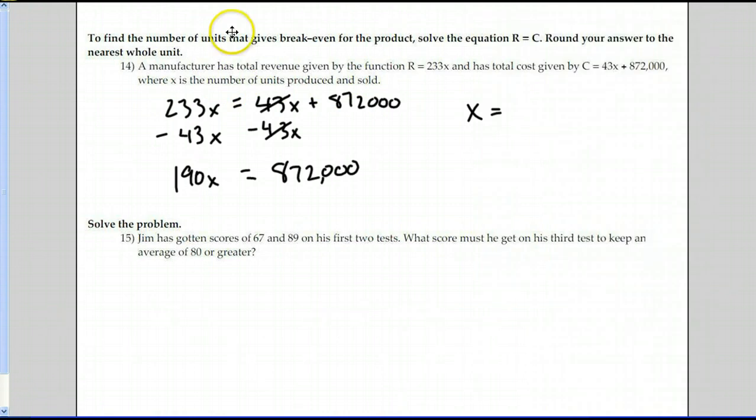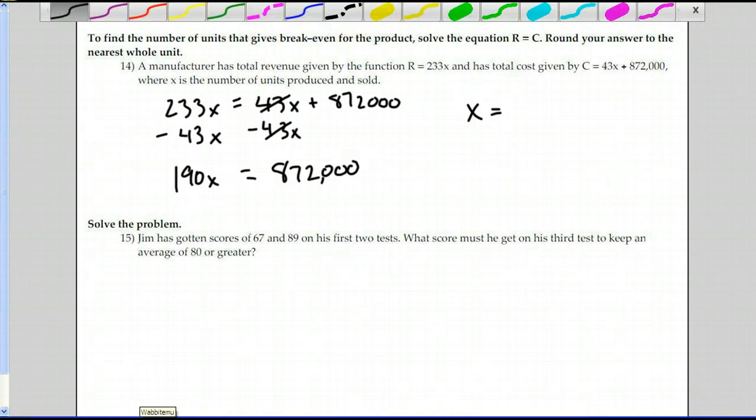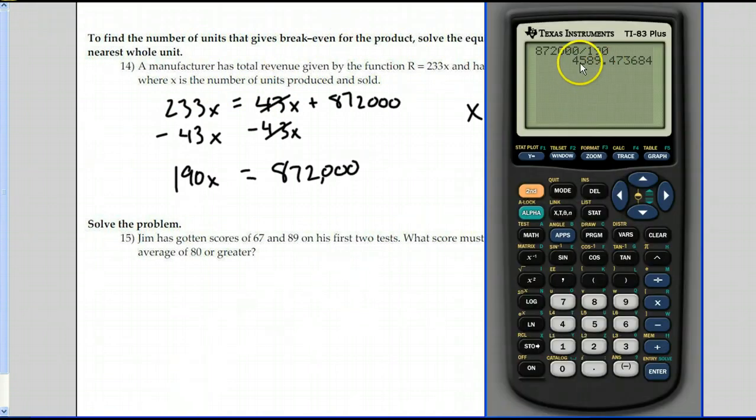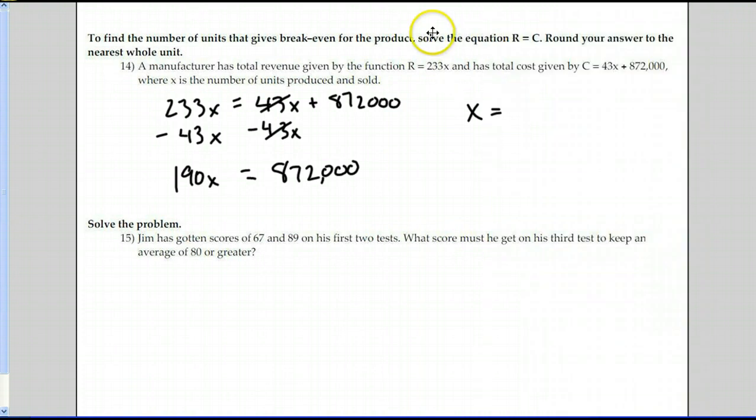Now we want to find the break-even point, round your answer to the nearest whole unit. So since we don't get a whole number there, we're going to round it to 4589.